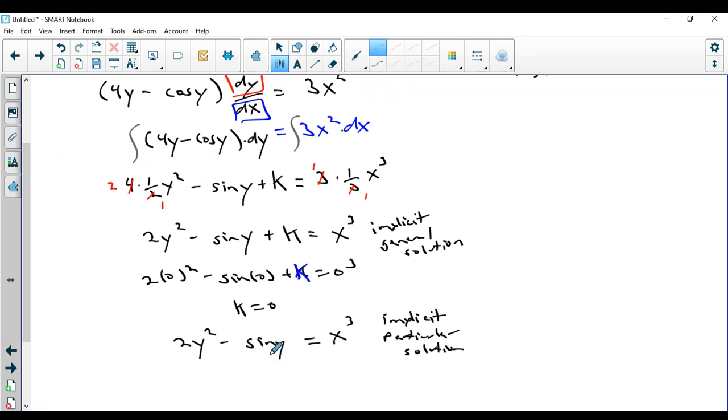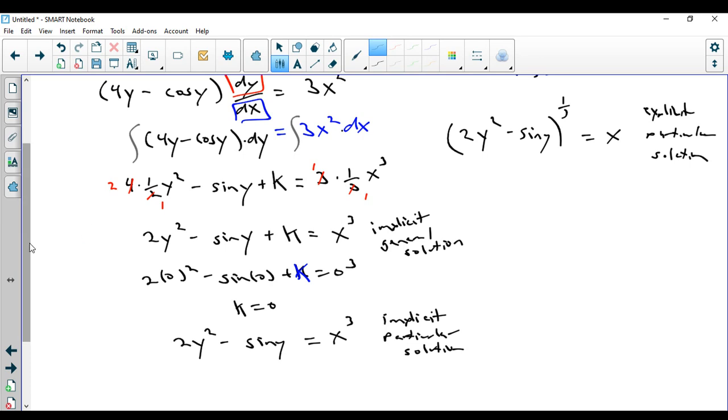And so, to solve for x here, it should be pretty obvious what to do, right? If you want to get x by itself, you either cube root both sides, or you can raise both sides to the 1/3 power, which I like better. So I'm going to go 2y squared minus sine y, all of that quantity raised to the 1/3 equals x. And now this would be your explicit particular solution. All right. And that's your answer.